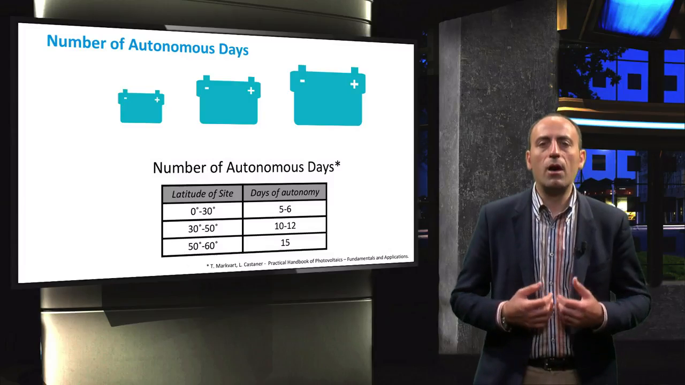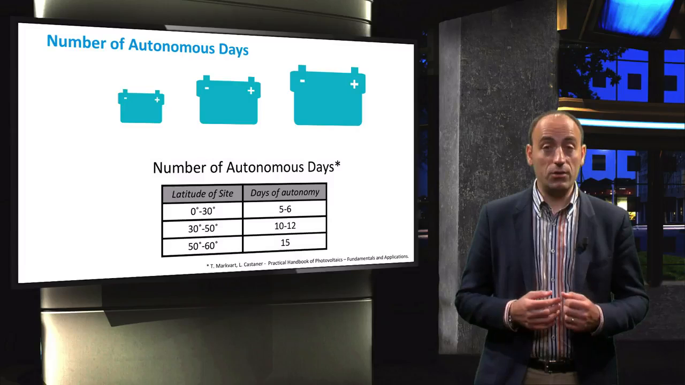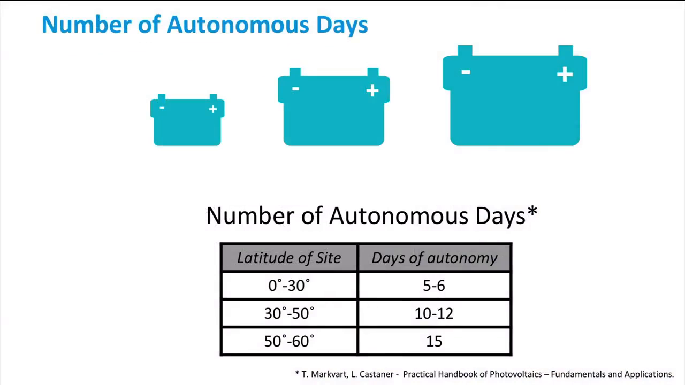Here, the number of autonomous days for a certain location are given based on their latitude. You can see that the higher the latitudes, the larger the number of autonomous days. This is an obvious correlation, as you know that the daily irradiance decreases as you move further away from the equator. Since the latitude is 0 at the equator, the number of autonomous days increases with increasing latitude.